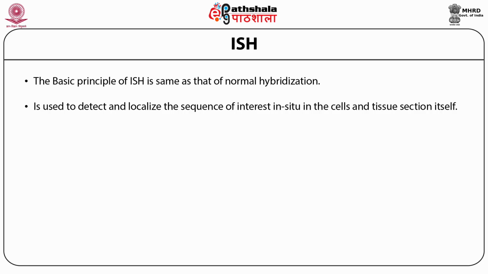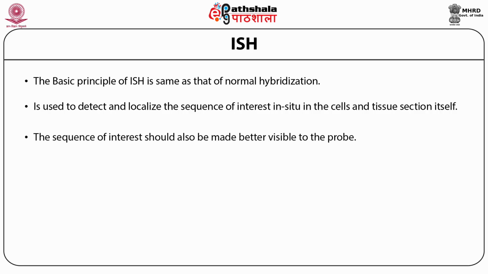However, detecting the sequence in situ presents certain difficulties. The mRNA sequence of interest can be present in minute quantities, it can be masked by some associated proteins, or it might be protected by some cellular structure. So, without compromising the structural integrity of the cell, the permeability of the cell membrane or tissue has to be increased. The sequence of interest should also be made better visible to the probe. For this, choosing the correct type of probe with correct labeling is crucial.